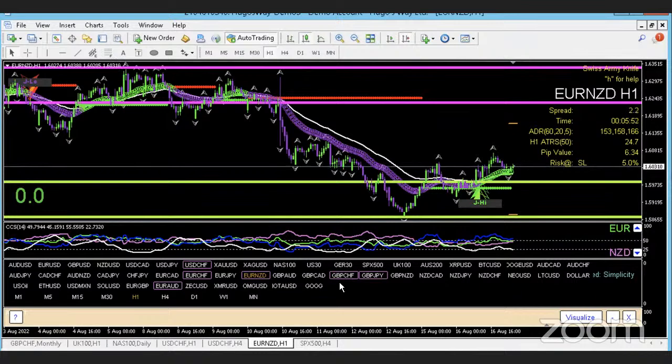So zooming straight into some trade ideas, let's discuss this part for just a brief moment.